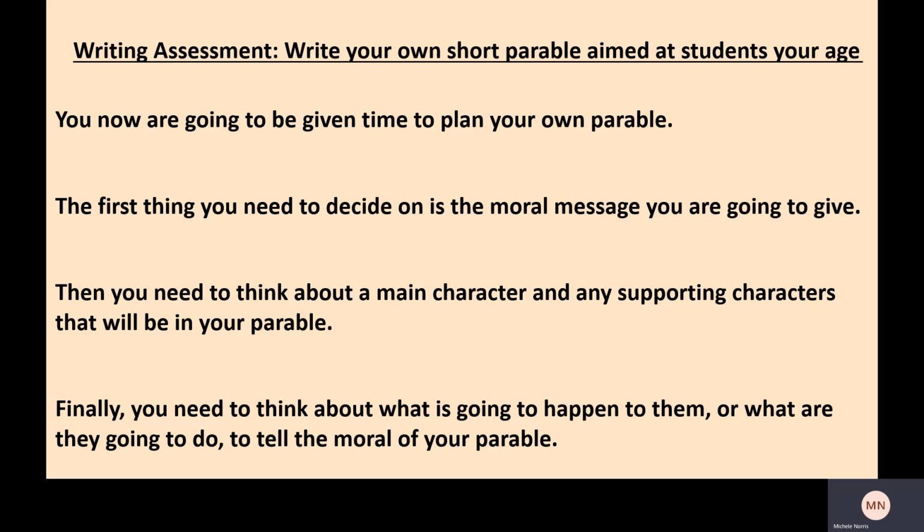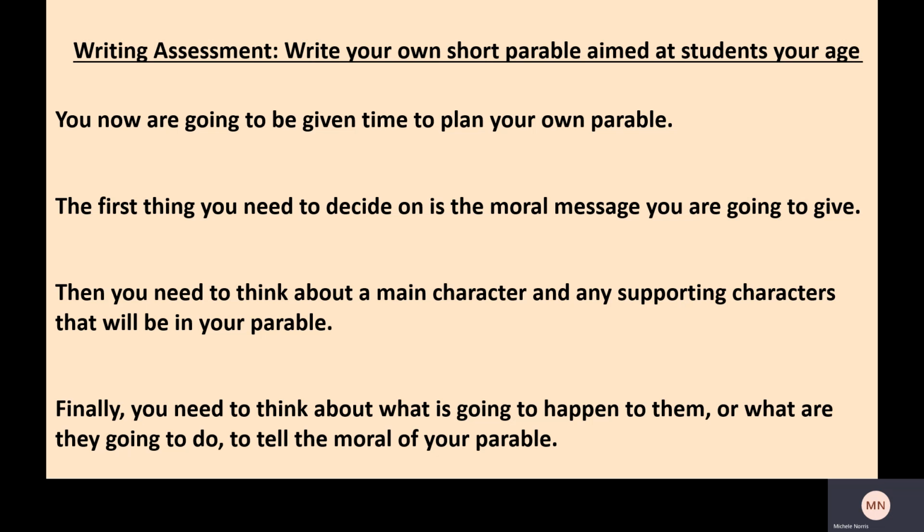Okay, what you're going to be doing over the course of a few lessons is writing your own parable, and this is going to be aimed at students your age. So you need to think about who you're writing for, so think about the things that relate to you and things that you might enjoy. Okay, so you're going to be given the rest of this lesson to start planning your parable.